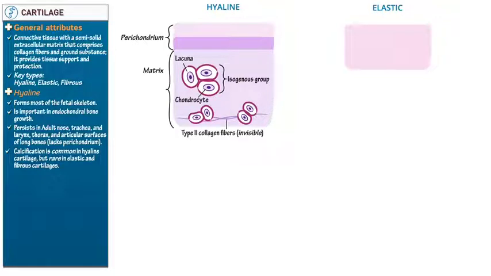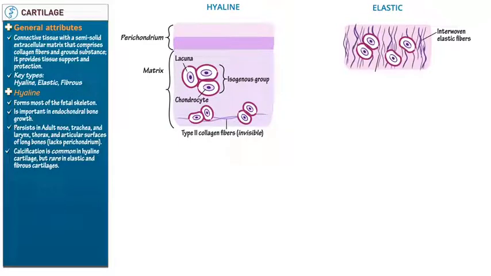For instance, it also contains invisible type 2 collagen fibers within the matrix. But denote that a helpful distinguishing feature of elastic cartilage is its interwoven elastic fibers. To illustrate these fibers, draw the matrix, a lacuna, and a chondrocyte. Then draw the elastic fibers themselves as squiggly fibers of elastic proteins, which provide flexibility. Draw the perichondrium overlying the cartilage.